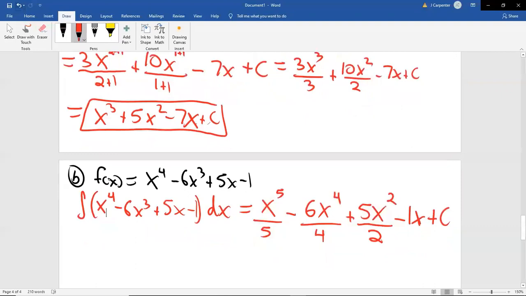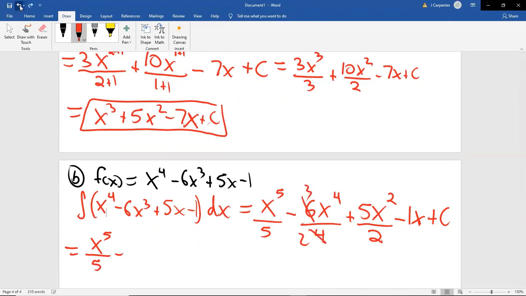Let's clean this up. X to the fifth over 5, nothing cleans up. That's x to the fifth over 5, or 1/5 x to the fifth. Minus the 6 over 4 reduced to a 3 and a 2. And this would become a 3, this would become a 2.